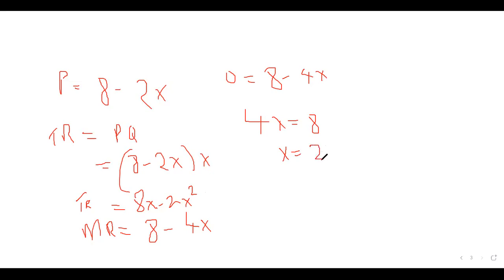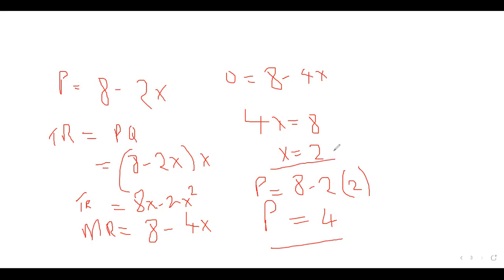2. That's the quantity. Then how do we find the price? You substitute it. Where there's x, what do we put? You put 2. So what becomes our price? 4. Okay, so this is for good x. We're doing revenue analysis. How many units will maximize good x? 2. At what price? 4.